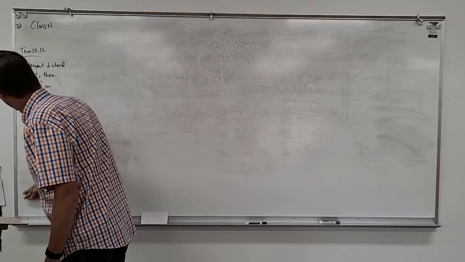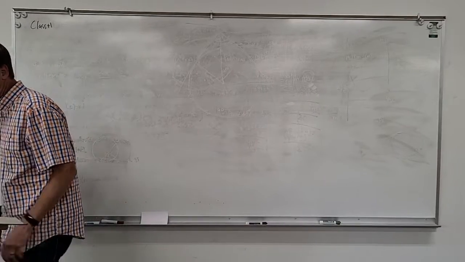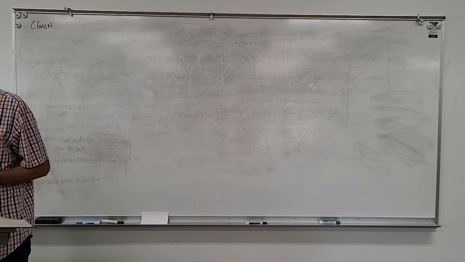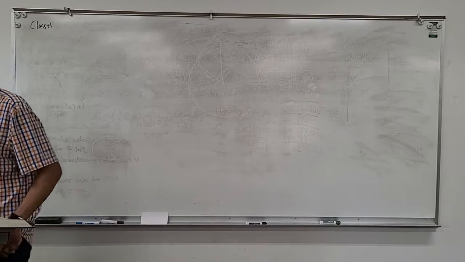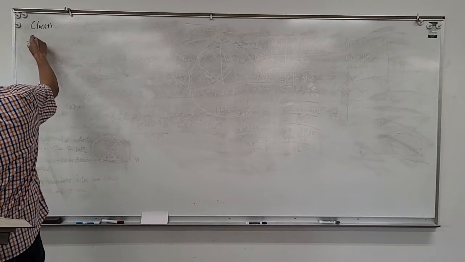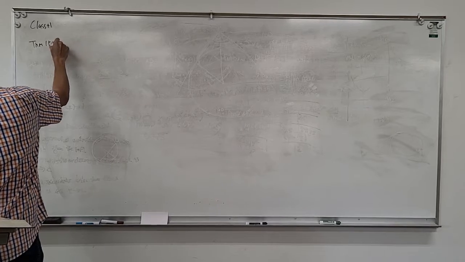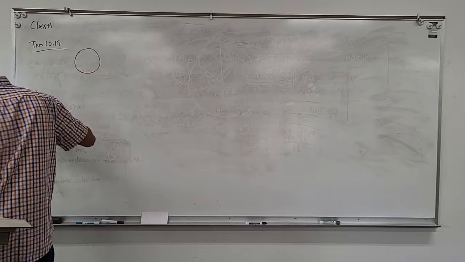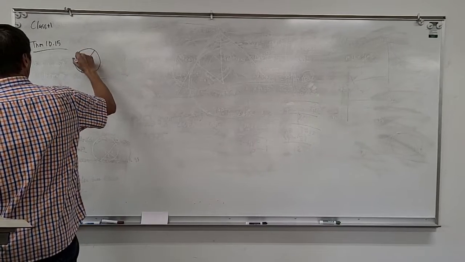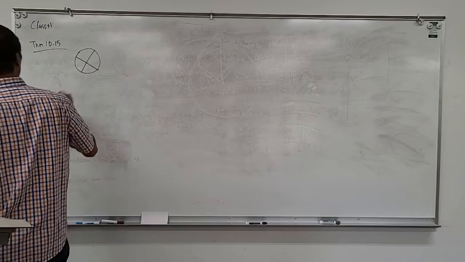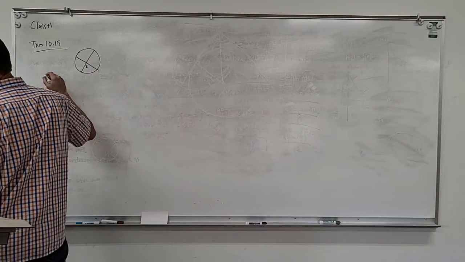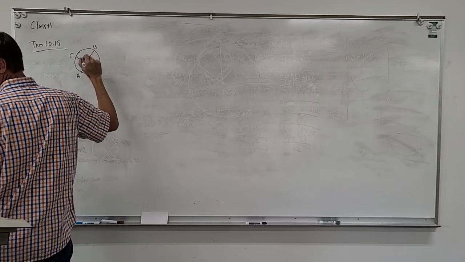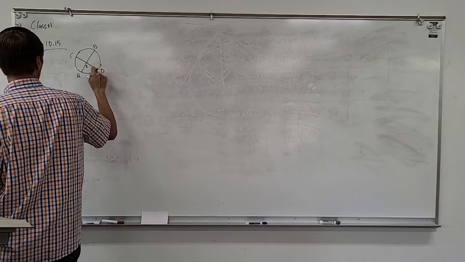In that section, we've got 2 chords that intersect in the interior of a circle. So this is theorem 10.15. So we've got a circle here, and we've got these chords that are inside the circle. E is the point where they intersect. A, B, I don't know why I've written these in such a strange order. Maybe I copied it from the book.